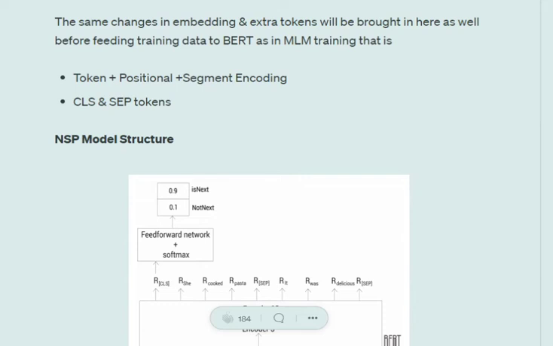Now, the embedding that we're generating is pretty easy. It's pretty similar to what we discussed in MLM. Also, we would be adding the CLS and SEP tokens as we discussed in case of MLM.